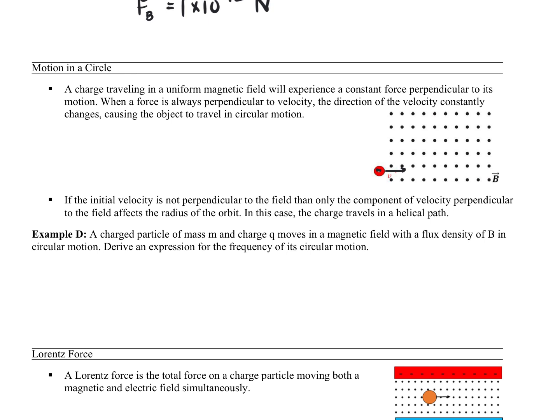All right, so what we need to know here is when the force is always perpendicular, and the direction of the velocity is always changing, it's traveling in circular motion, which means this. F sub B equals F centripetal, doesn't it? Which means BQV equals mv squared over r, doesn't it? We can get rid of one of the v's, can we not? One of the v's goes away, so what we get is BQ equals mv over r.